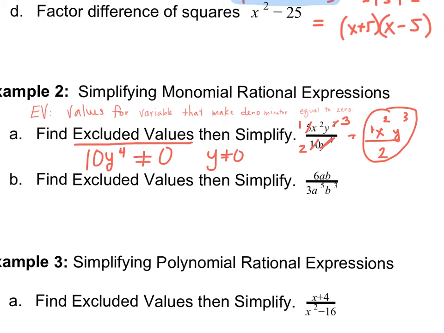Our second problem, we have 3a to the 5th, b to the 3rd cannot equal 0. And simply again, because they're all being multiplied, a cannot equal 0 and b cannot equal 0. And then simplifying, we have a 6 and a 3, so 6 and 3 both have a 3 in common, so that becomes a 2 and a 1.